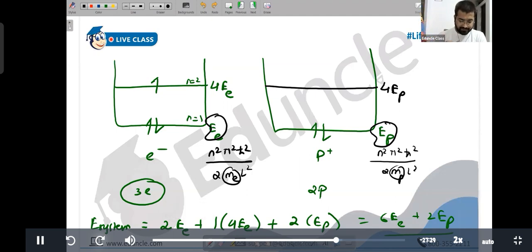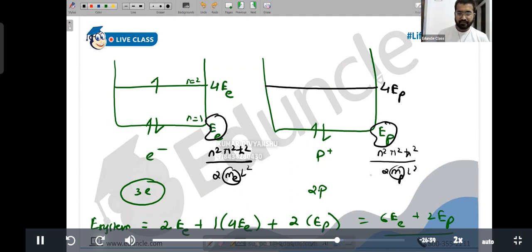Try texting in the chat box. Sir, mass of electron and mass of proton are related, right? So we can understand. Yes, if you want, you can always do that. But to be honest, electronic energy would be very large. Protonic energy is negligible because mass of proton is 1,836 times mass of electron. So this energy becomes negligible comparatively to electronic energy. So that way, you can always find the relationship.